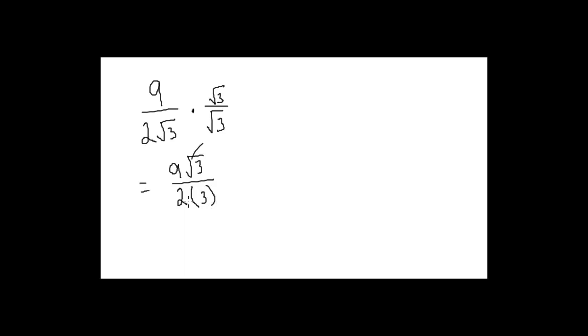And now you can multiply the 2 times the 3, but you might also notice that 9 and 3 have common factors. 3 goes into 3 once, and it goes into 9 3 times. So you end up with 3 root 3 over 2. Alright, so that's what we mean by rationalizing a denominator.